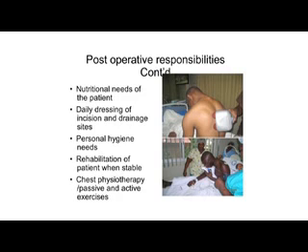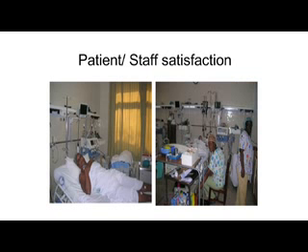As the patient is stable, things are getting on well. Nutritional needs of the patient you cannot ignore because he needs the food, energy, for repair, for immunity. Daily dressing of incision and drainage sites, personal hygiene needs, and then rehabilitating the patient when stable, and chest physiotherapy and passive and active exercises to make sure that your patient has attained his goal. And this shows patient satisfaction and then staff satisfaction.